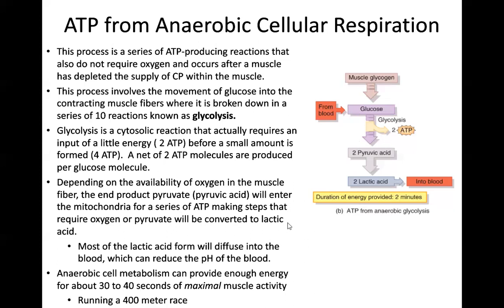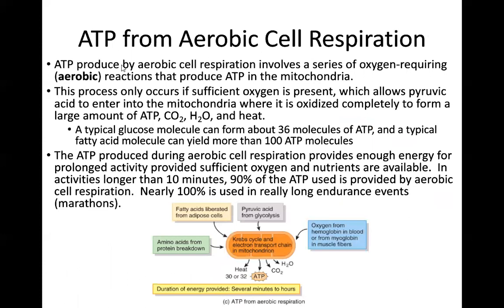And as you guys are all very aware, there are athletes out there that run for a lot longer than 30 to 40 seconds. And that means they're going to have to then turn to something else to get their ATP: aerobic cell respiration, which aerobic tells us that it requires oxygen. And this is what takes place in the mitochondria, which is why we call the mitochondria the powerhouse of the cell, but only occurs if sufficient oxygen is present, allowing that pyruvic acid that we just formed at the end of glycolysis to enter the mitochondria, where we then can oxidize it.